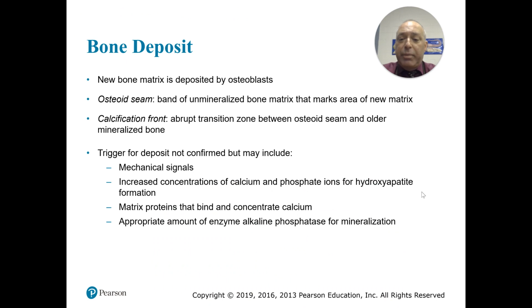So new bone matrix depends on the osteoblasts. The osteoid seam is a band of unmineralized bone matrix that marks areas of new matrix. There's a calcification front, which is an abrupt transition zone between the osteoid seam and older mineralized bone. Then there's a trigger for deposit, not confirmed, but may include mechanical signs, increased concentration of calcium and phosphate for hydroxyapatite formation, matrix proteins, as well as some enzymes for mineralization.